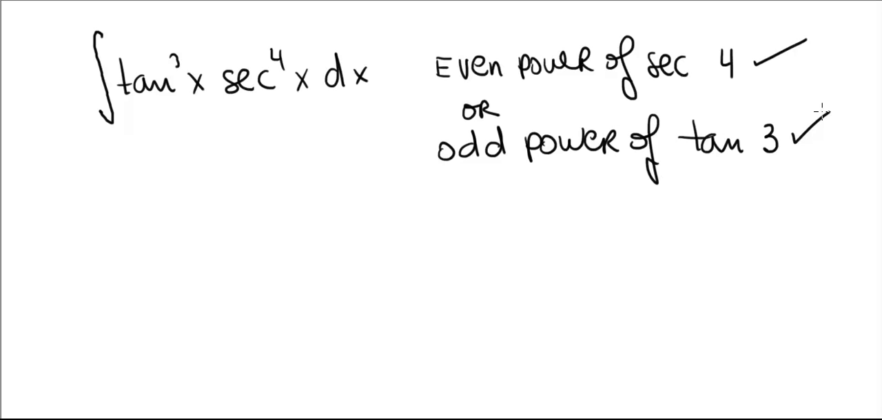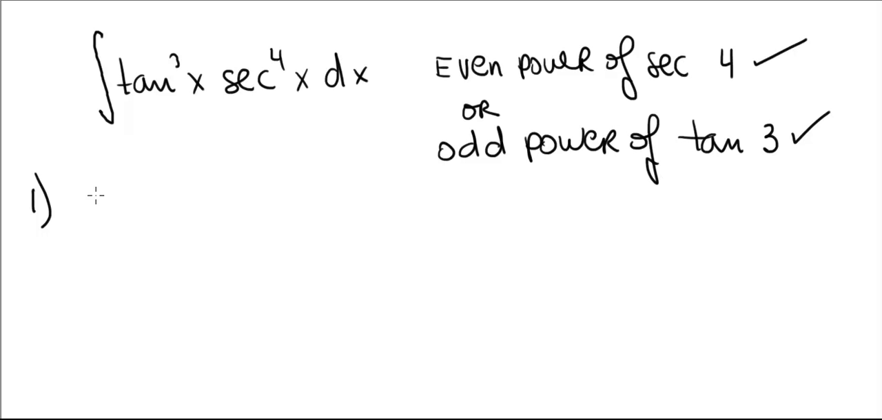This will allow us two different ways of solving this problem. I'll go ahead and illustrate both techniques. You should look and see how they're done, and when you encounter a problem, if you have, let's say, an odd power of secant and an odd power of tangent, you use the second technique. And then if you have an even power of tangent and an even power of secant, you'll use the first technique.